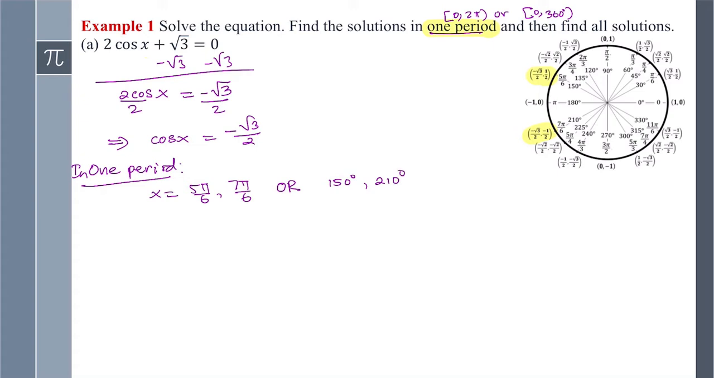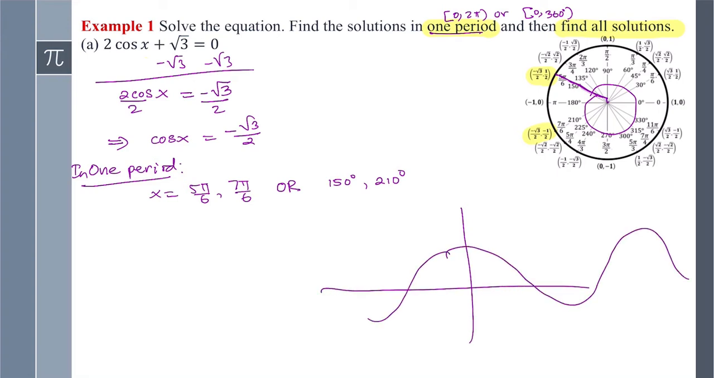Now the second part of the question is to find all solutions, because we could have infinitely many solutions here. We have this solution, and if we go around and come back here, we have another angle, but it still represents the same solution of that equation. We can keep going around and around. Also, we can go in the negative direction and generate as many solutions as possible. And we know that the graph of the cosine function is like this, and we have infinitely many x-intercepts.